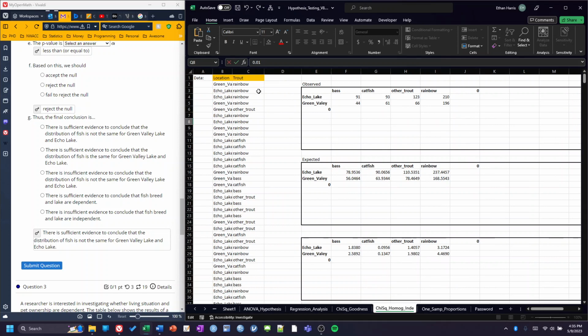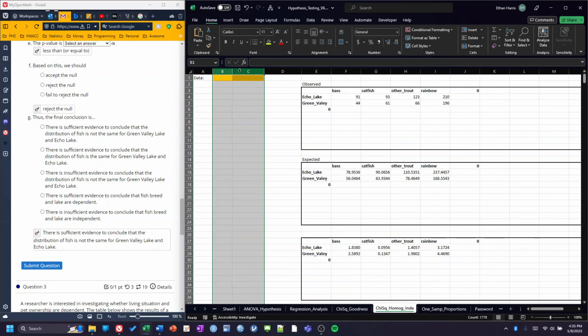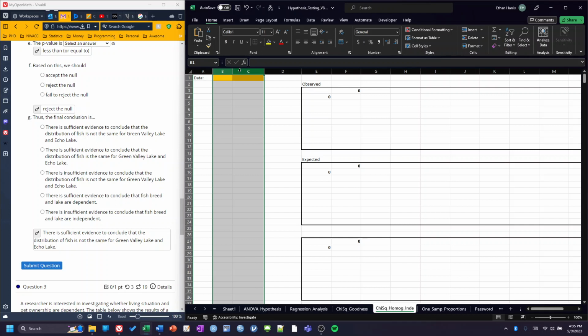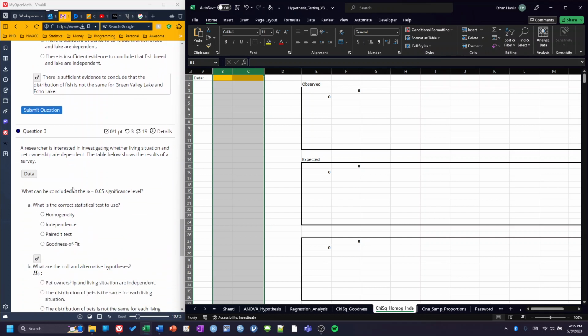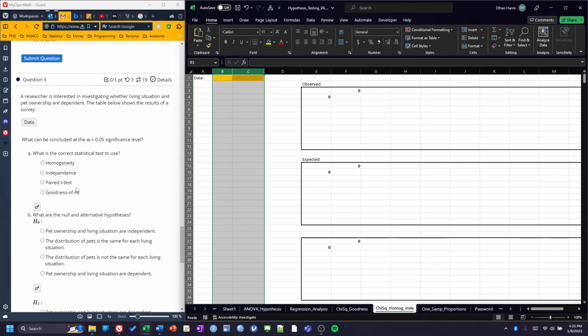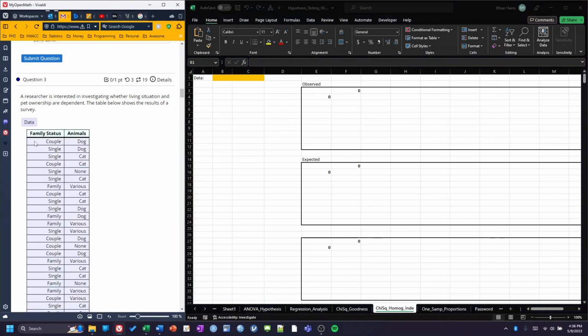Now let's do a chi-squared test of independence. The interesting thing is that the chi-squared test of independence and homogeneity are identical mathematically. The only difference between them is how the data is collected. In the fish one, we were looking at two lakes and the distribution between the two. In this next one, a researcher is interested in investigating whether living situation and pet ownership are dependent. So they go out and measure somebody and ask them two questions, instead of going somewhere and asking just one question and comparing it between two locations. It allows you a different interpretation of the data, but the math is the same. So let's go ahead and grab our data.